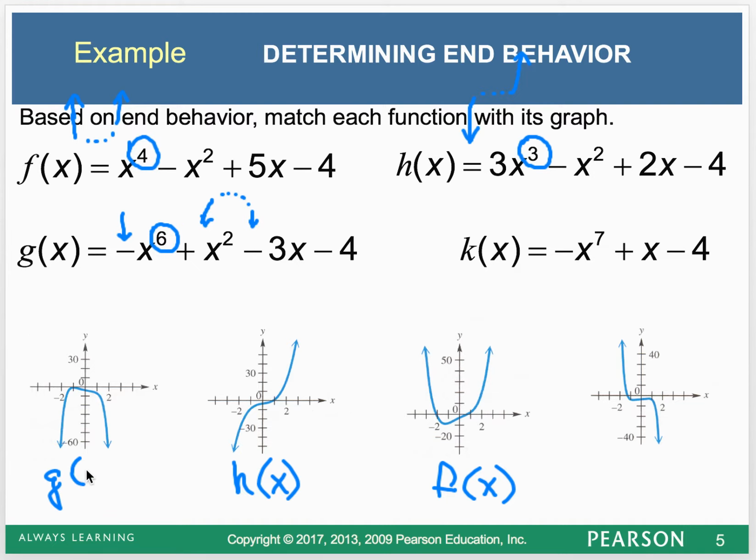So it's this one, which means this one must be k. Again, it's an odd degree, but because this is negative, instead of a cube like this, it's going to be an upside down cube, which is exactly what we have here. Okay, so just based on those two pieces of information, the degree and the sign of the leading coefficient, we can tell what's going to happen at the end of the graphs. So now all we need to do is figure out what's happening in the middle.